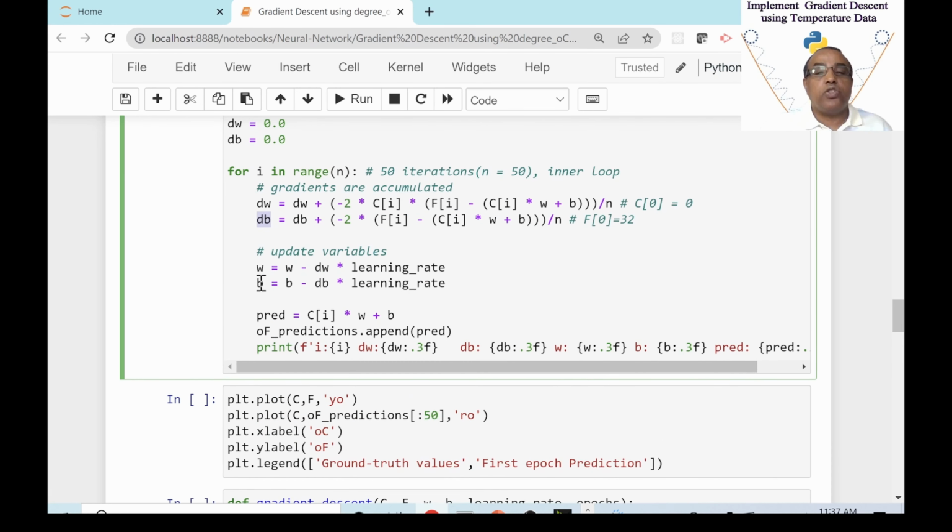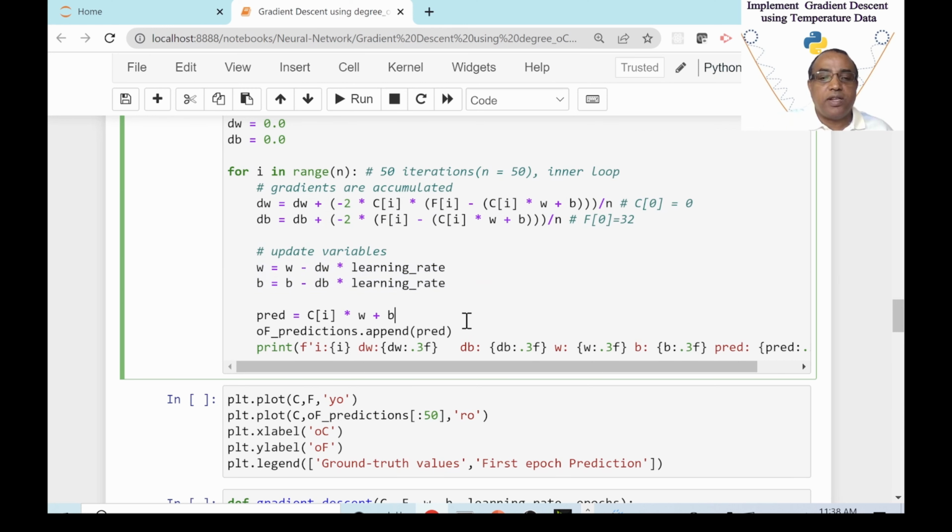And then the next thing is you need to update the variables. How do you update the variables? You take the old variable, then subtract the gradient times the learning rate. The new value should be the old one minus gradient times learning rate. You'll do the same thing for B. The main purpose of this loop is to calculate these gradients and update the variables. Okay, that is the main purpose of this loop.